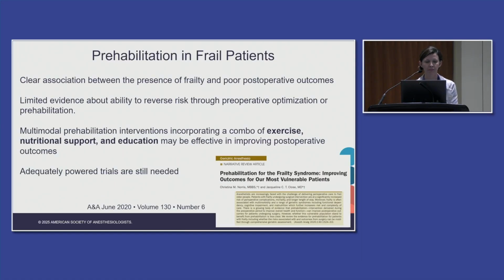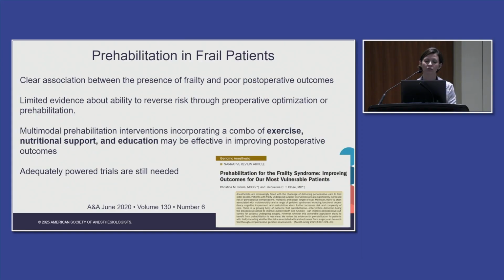So I just want to say a couple things about prehab. Prehab is incredibly heterogeneous in the literature. And when they look at it specifically in frail patients, there's definitely, as I said before, an association between frailty and poor postoperative outcomes. But there's not a lot of evidence that we're able to reverse this risk at this point based on prehab, specifically in frail patients. But the evidence is growing that we're on the right trajectory.